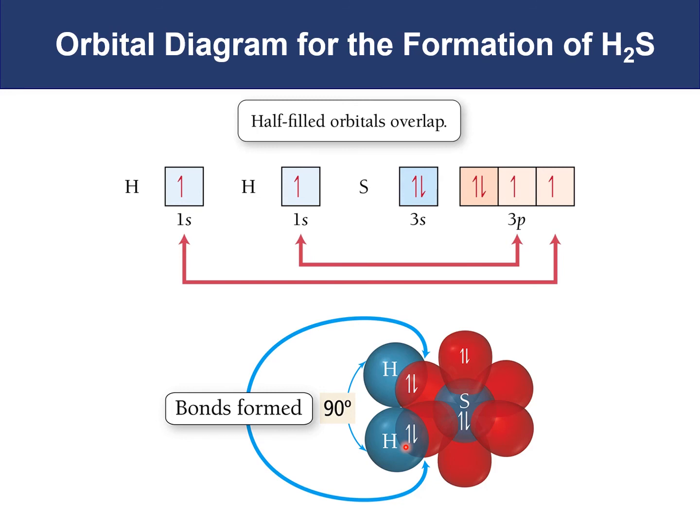But, as we know, H2S has a bond angle of about 109.5 degrees, which is consistent with a tetrahedral geometry. So what we need to do is make modifications to the orbitals. This is what we will be calling, in our next video, orbital hybridization, or just hybridization.